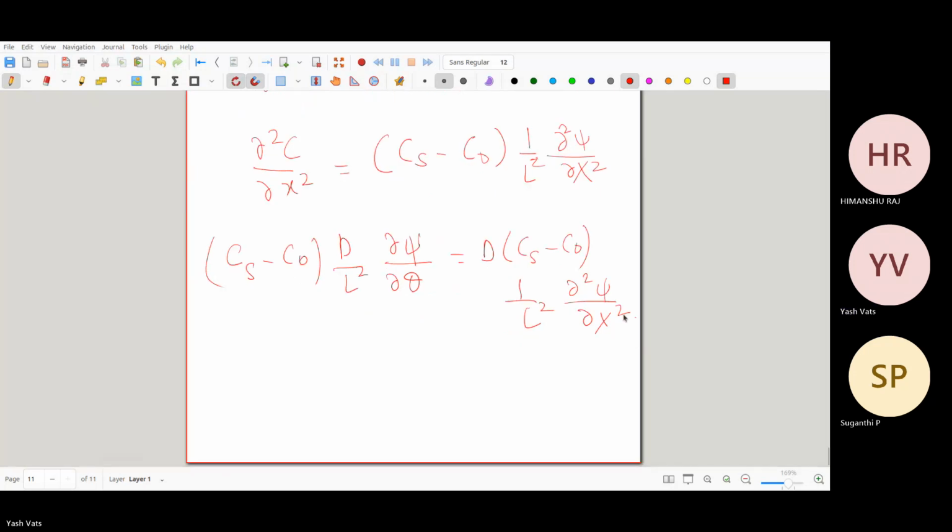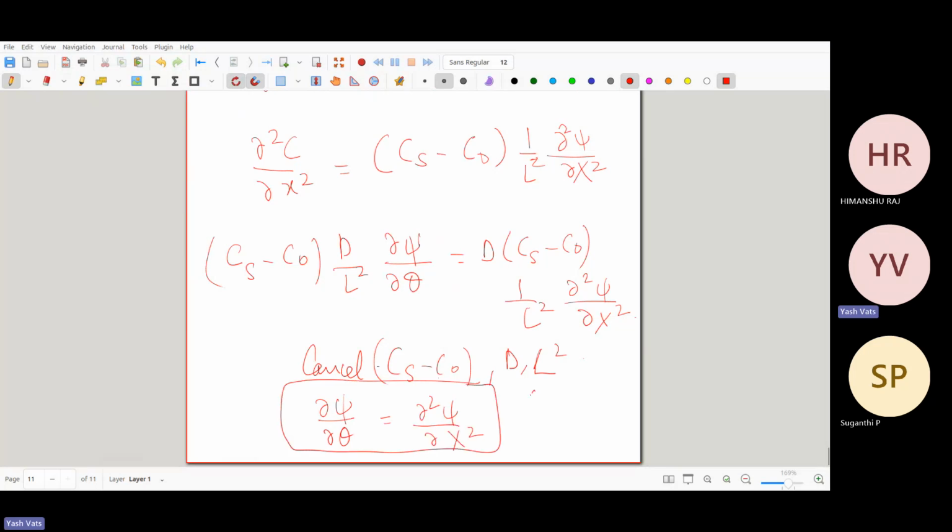Okay. So you cancel Cs minus C naught and D and L square. Then you get del psi by del theta is del 2 psi by del X square. So that is in terms of psi, theta, and X.